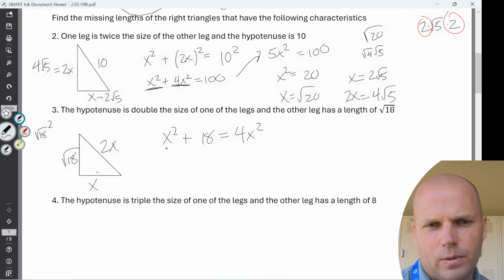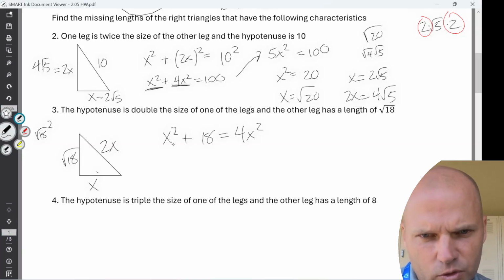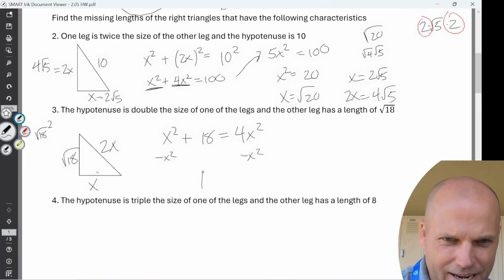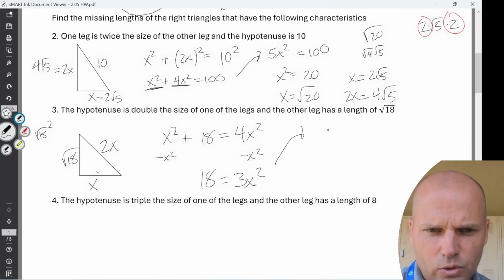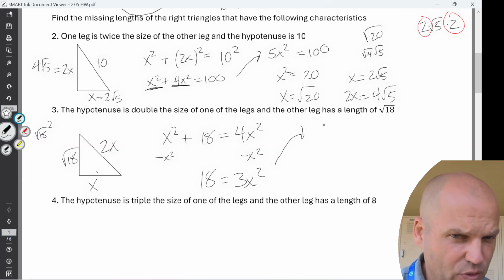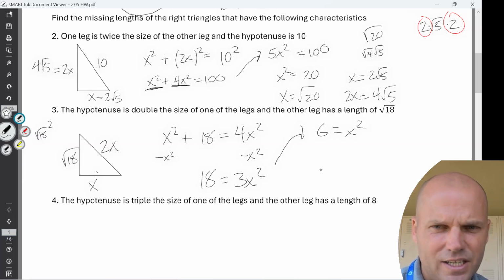Now, what do I do here? How do I solve x squared plus 18 equals 4x squared? I will subtract an x squared. I now have a total of 3x squareds equal to 18. I then divide by 3 to get that x squared has to equal 6.